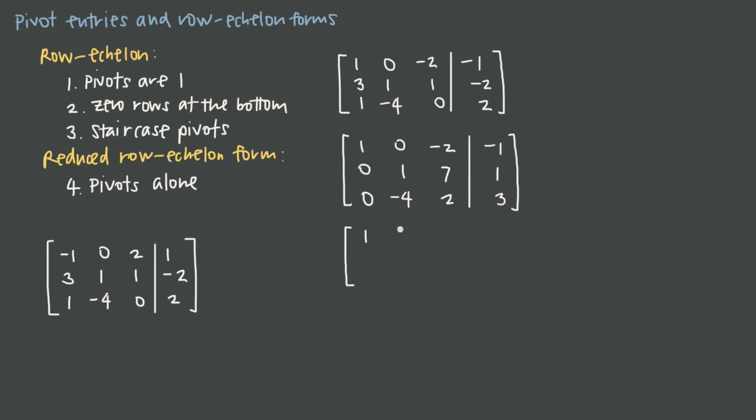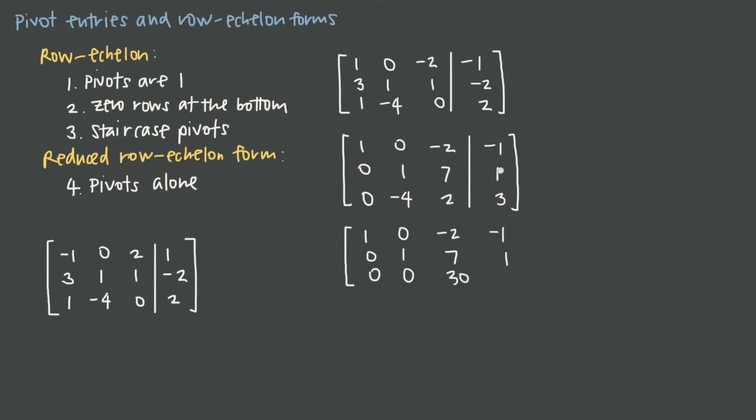So we'll say 1, 0, -2, -1, and then 0, 1, 7, 1. And then we'll add 4 of row 2 to row 3. So we'll say 0 plus 4 times 0 is 0 plus 0, or 0. -4 plus 4 times 1 is -4 plus 4, or 0. 2 plus 4 times 7 is 2 plus 28, or 30.